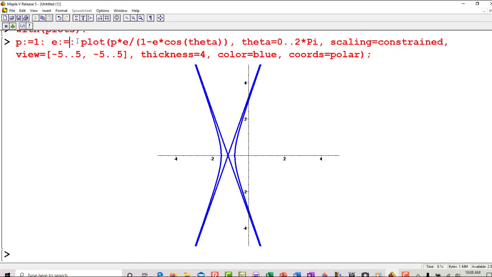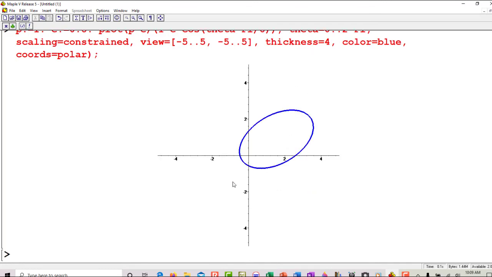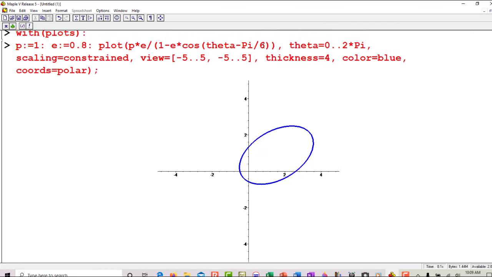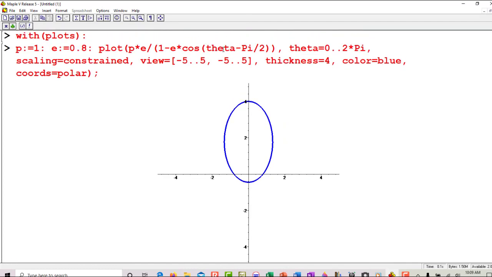Let's go back to our ellipse with an eccentricity of 0.8. I'd like to show you something. What happens if I subtract, say, pi divided by 6? Notice that it just rotates it through an angle of pi over 6. Rotating conics in polar coordinates is as easy as subtracting the rotation angle from the variable theta. So if I want to rotate through an angle of pi over 2, you can see that we have rotated this easily just by subtracting pi over 2 from the angle theta.